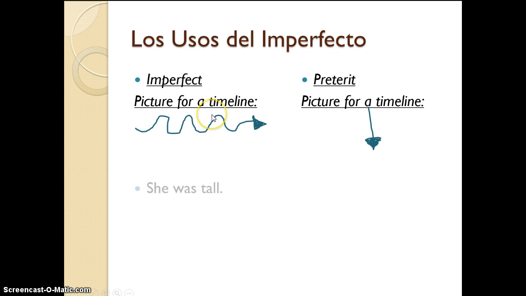So some examples in English would be she was tall. If I was talking about someone in the past tense and I was saying that she was tall, she wasn't tall for one point of the story. She was tall for forever in the past. So that's why it would be used in the imperfect.